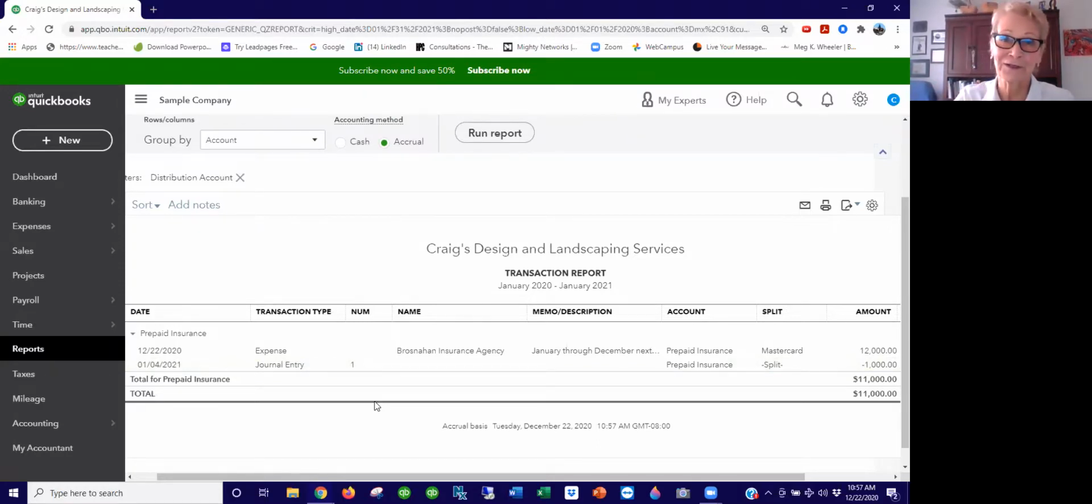Now that's really good until the next year rolls around. You don't want to continue having the $1,000 recurring after that. That's why we put the end date, right? You would have another prepayment, and that prepayment would take this one's place.